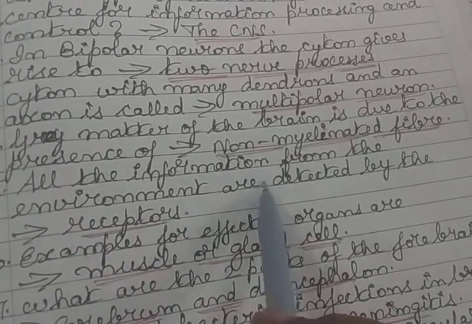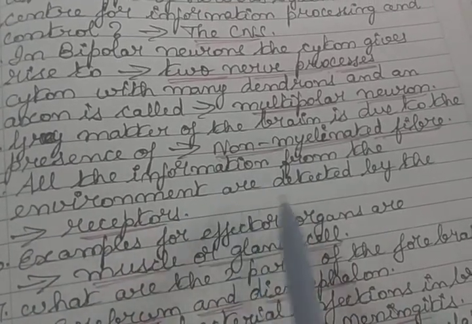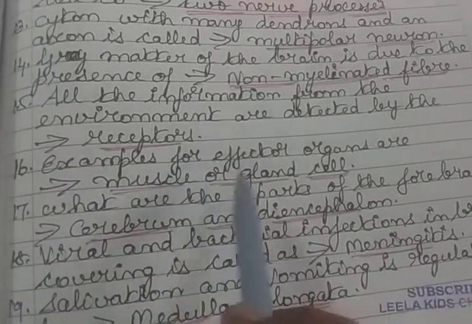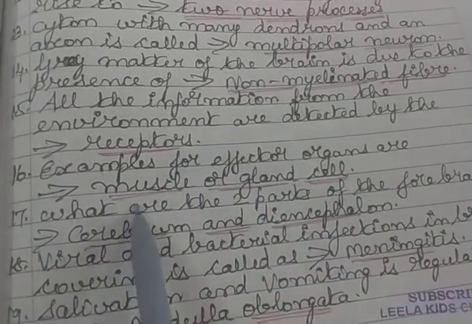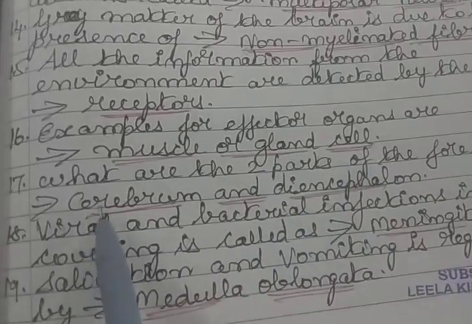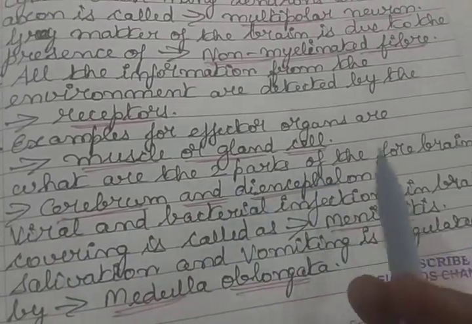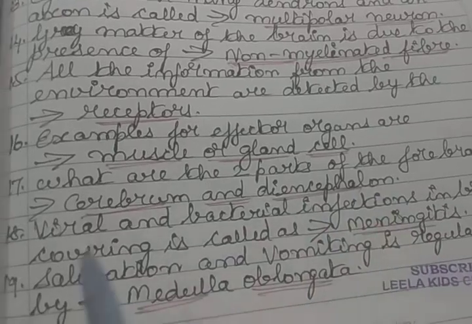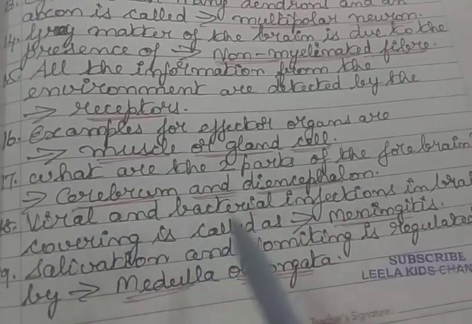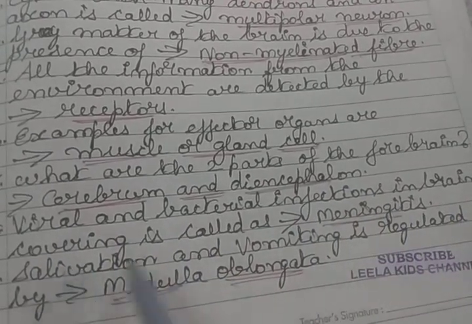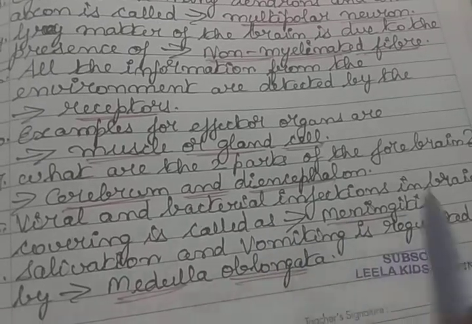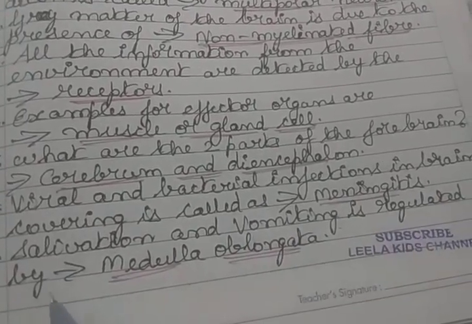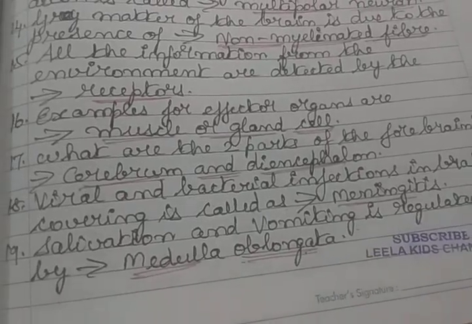All the information from the environment is detected by the receptors. Examples for effector organs are muscle or gland cell. What are the 2 parts of the forebrain? Cerebrum and diencephalon. Viral and bacterial infections in brain covering is called meningitis. Salivation and vomiting is regulated by medulla oblongata.